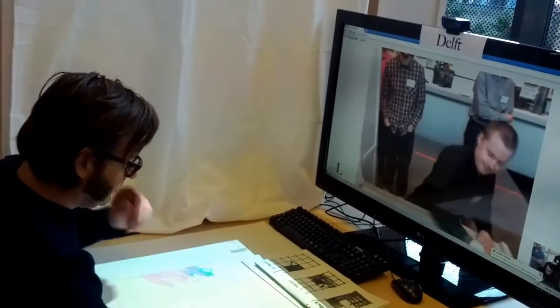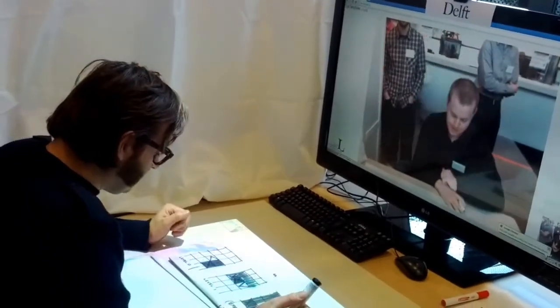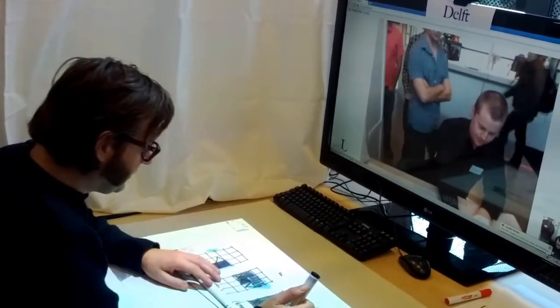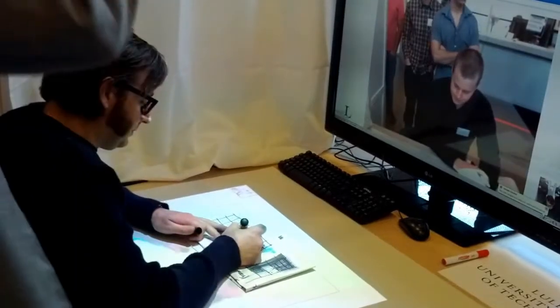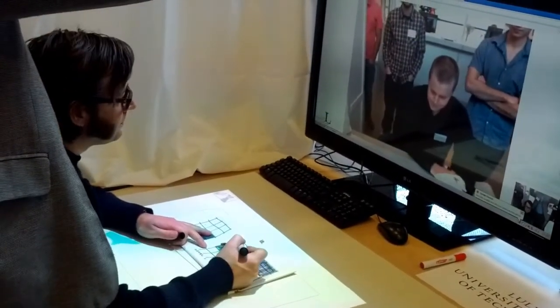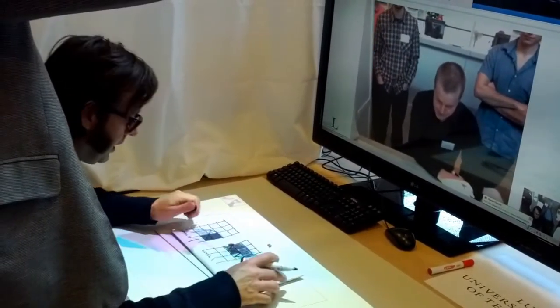Stable. Stable. Now what we will do, draw the situation where you stand here and you look that way. So you stand here and you look that way, and I will show you how you do it.